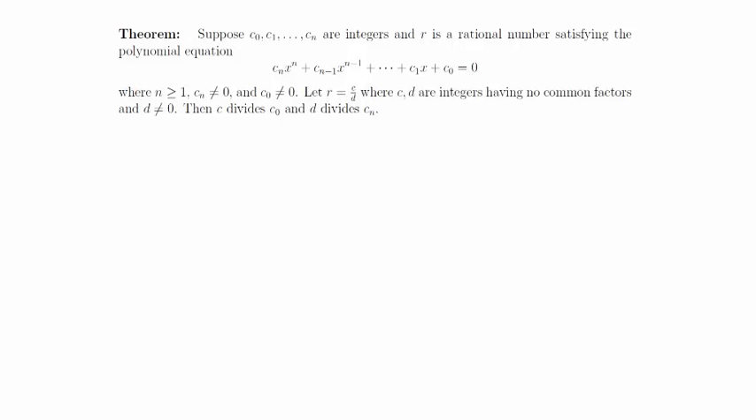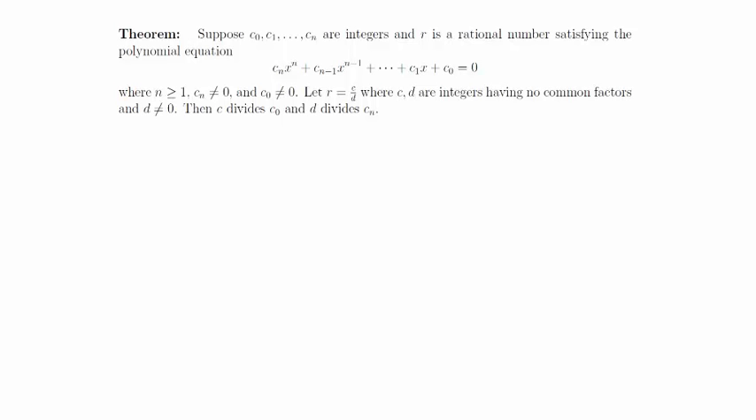Theorem. Suppose c0, c1 up to cn are integers, and r is a rational number satisfying the polynomial equation cn x to the n plus cn minus 1 x to the n minus 1 plus ... plus c1 x plus c0 equals 0, where n is greater than or equal to 1, cn is not 0, and c0 is not 0. Let r equal c over d, where c and d are integers having no common factors and d is not 0. Then c divides c0 and d divides cn.